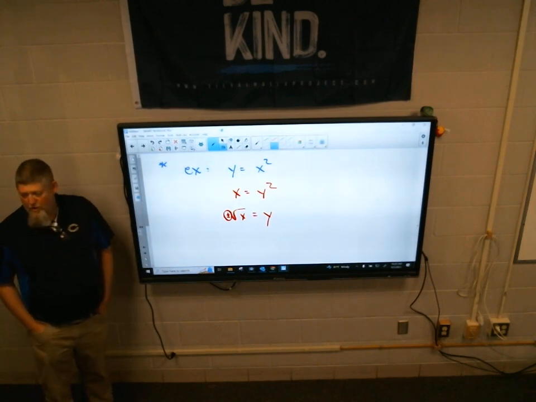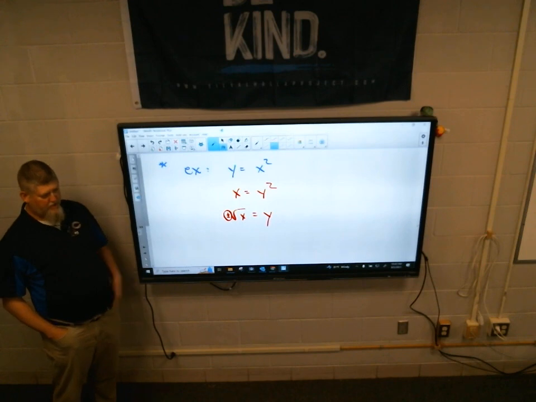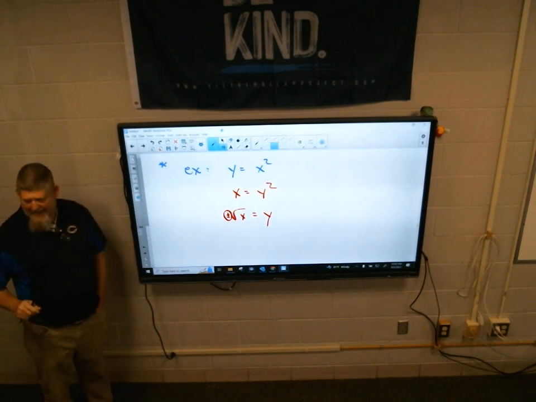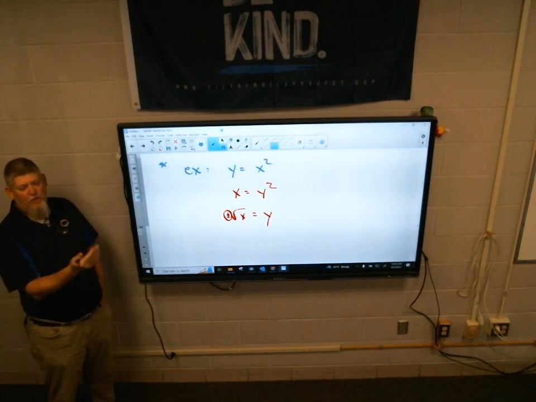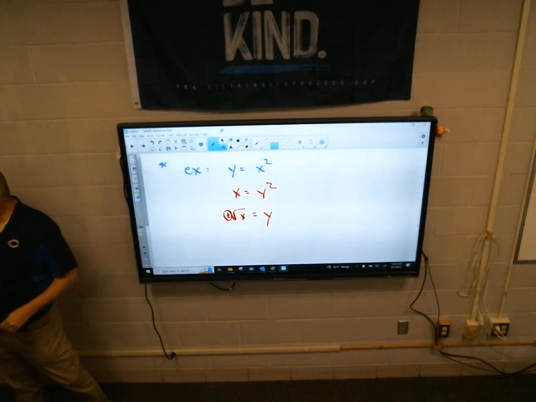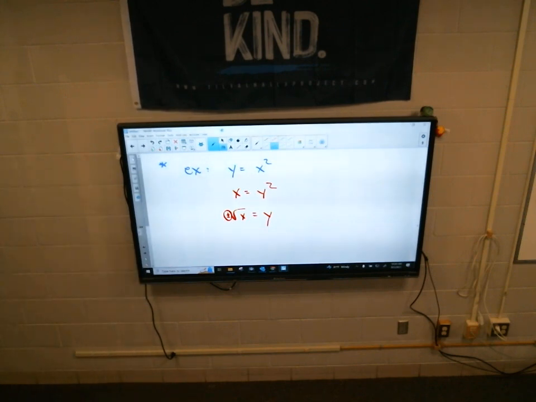Now, there is a way around that. Real quick, just want to talk this through. I can actually have an inverse of a quadratic if I do something. Okay? Let's go back to the quadratic. What's the domain of a quadratic? Yeah, so we could say negative to positive infinity, or you could have said all reals.